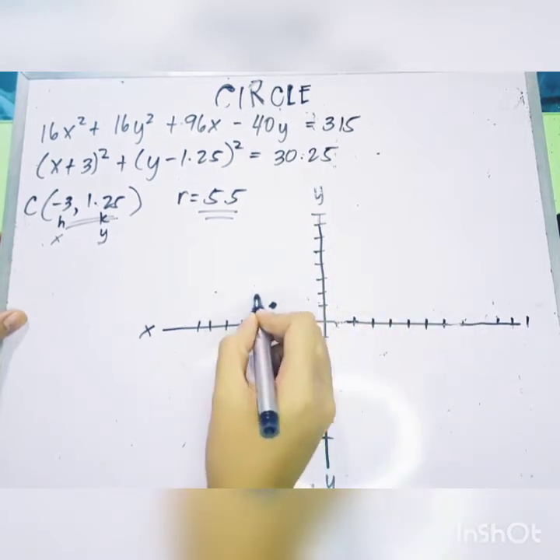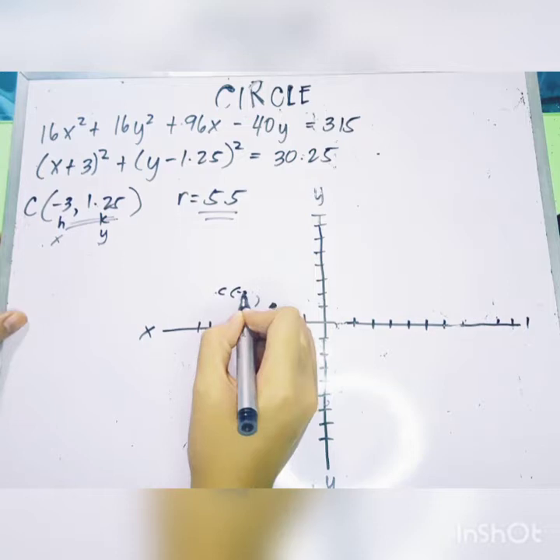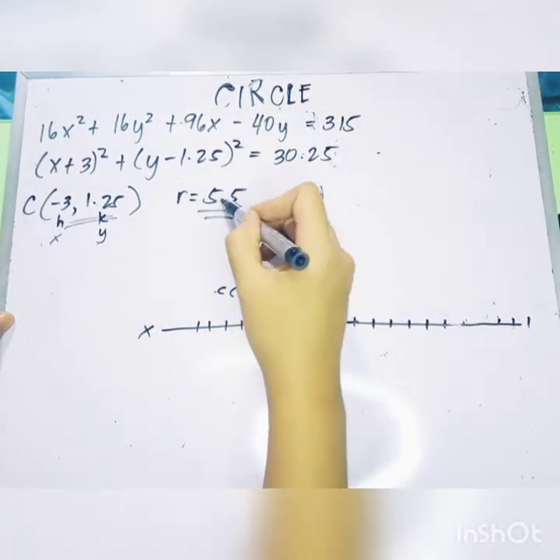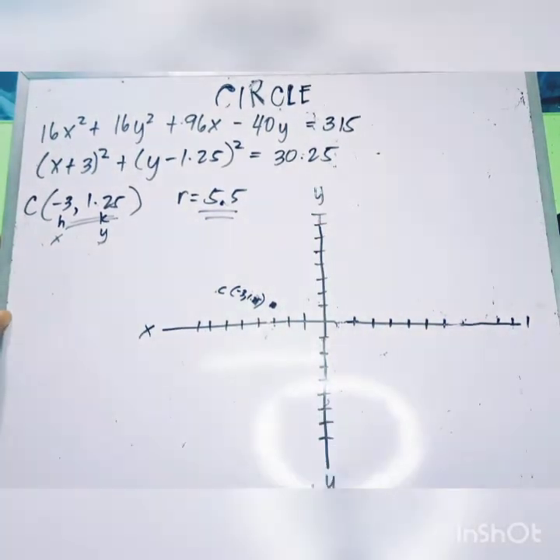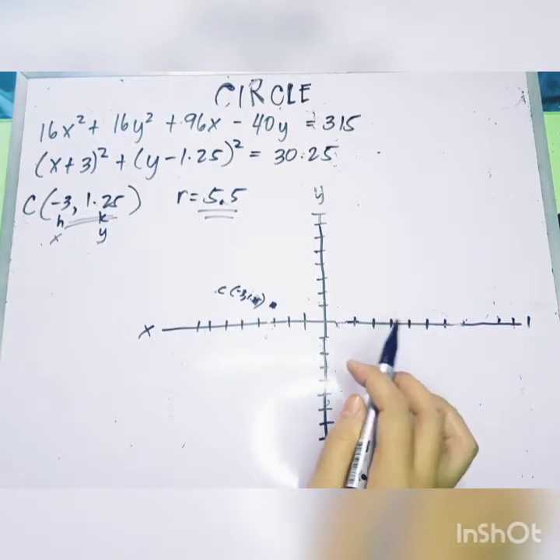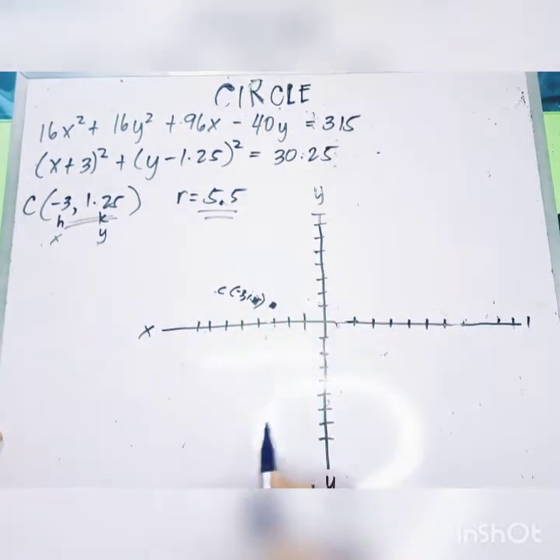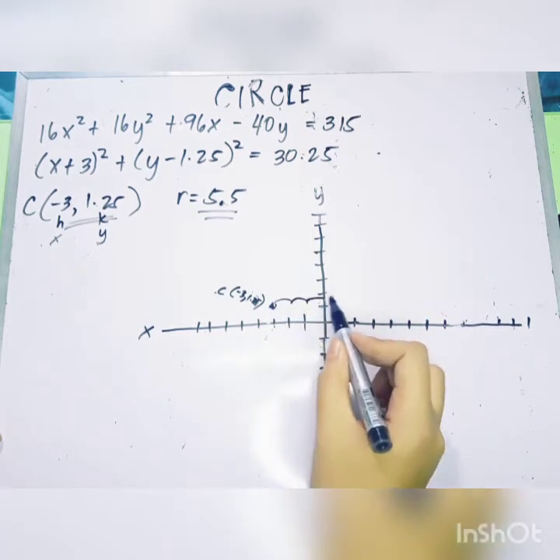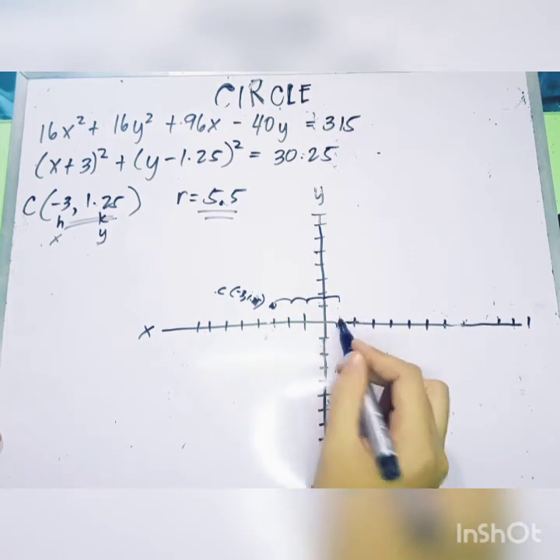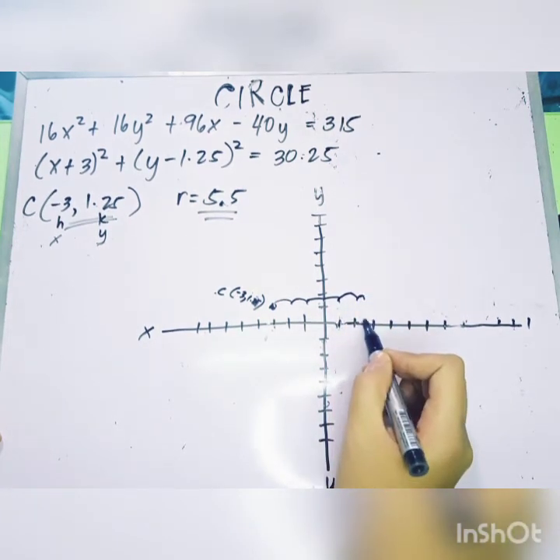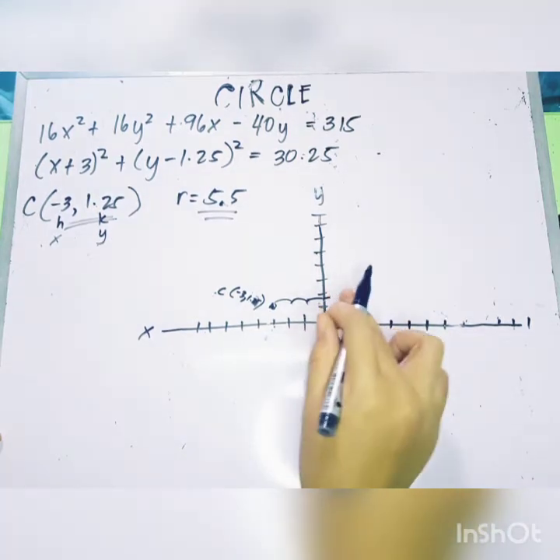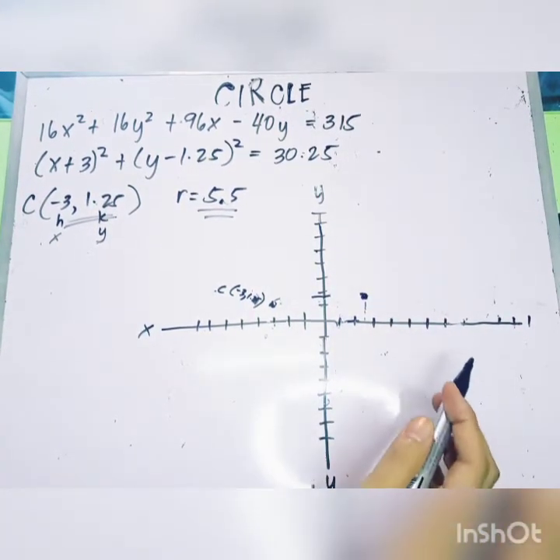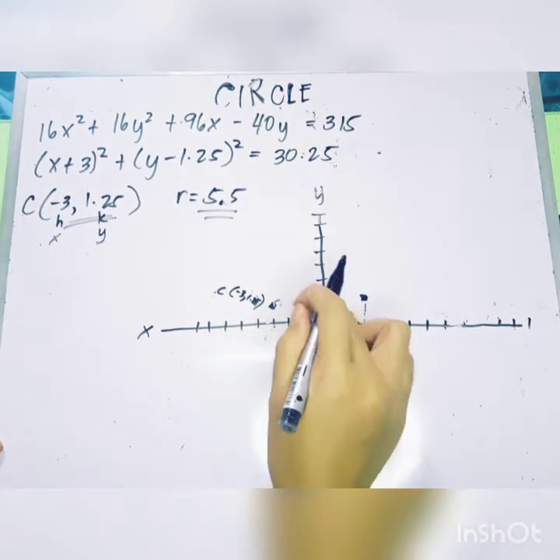Okay, radius naman tayo. So, this one will be the center. The center is negative 3, comma, positive 1.25. Okay, let's locate the radius. Our radius is 5.5. Okay, so we count for the right side 5.5 from the center, and also for the left side, and upward and downward. So from here, let's count 1, 2, 3, 4, 5.5. So, it's in the middle. There it is. And here. Okay, so this will be the point of the circle, or the end point of the radius. For the upward, also count 5.5.